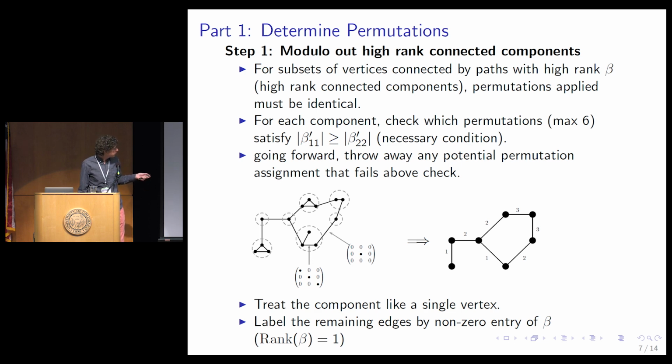And now, if we have these rigid connected components, we can collapse them down to a single vertex. And so we can modulo out these high rank connected components. Sorry, I might have called them something different just there. And we can treat them like a single vertex. And the remaining edges are all going to be rank 1, and we can label each of these edges by the index of the non-zero diagonal entry of these rank 1 matrices.